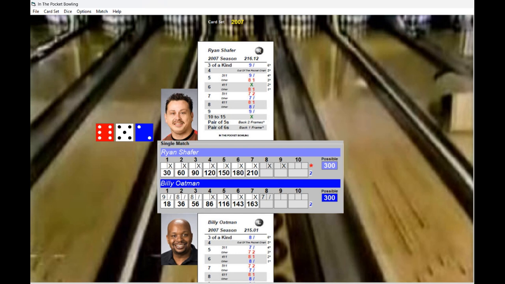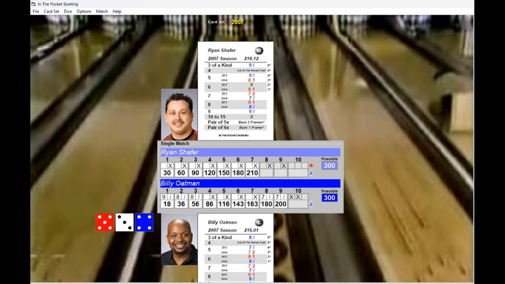And now comes Oatman. He throws a 3-2-2. That's a 7 split. Pair of 2s. Well, a 7, that's a 7 split. So now Oatman's got 180 through 8. He throws. It is a 6-2-2. That's a strike. So he's 200 through 9.